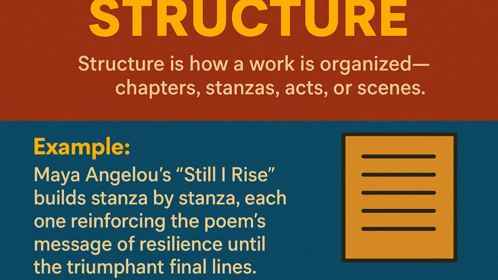Structure. This is how a work is organized: chapters, stanzas, acts, or scenes, as the case may be. Example, in the poem Still I Rise, Maya Angelou builds the poem stanza by stanza, each one reinforcing the poem's message of resilience until the triumphant final lines.